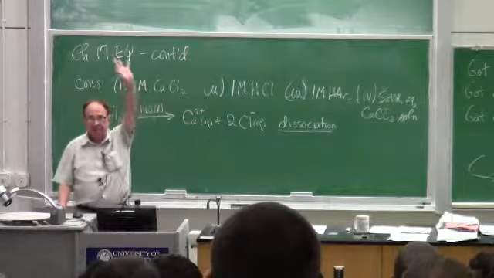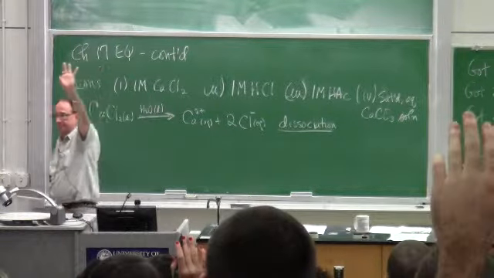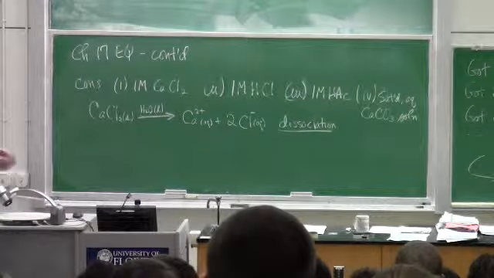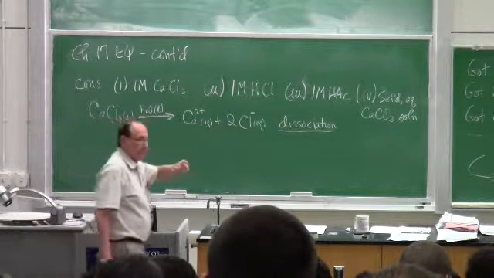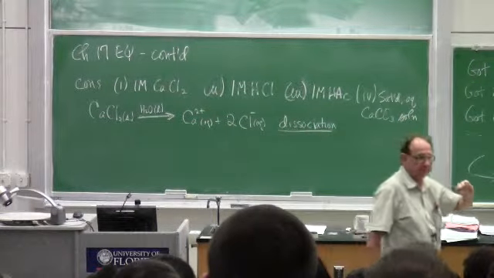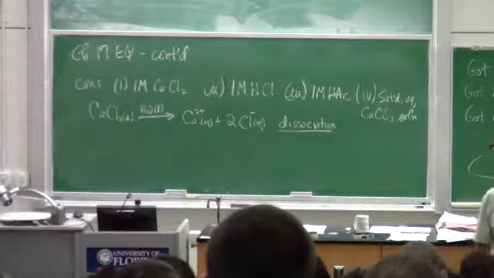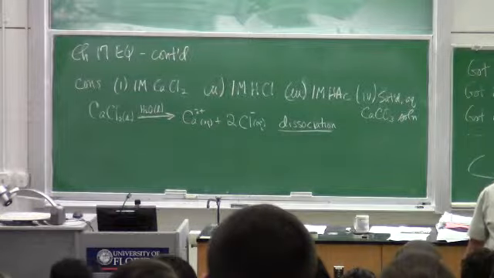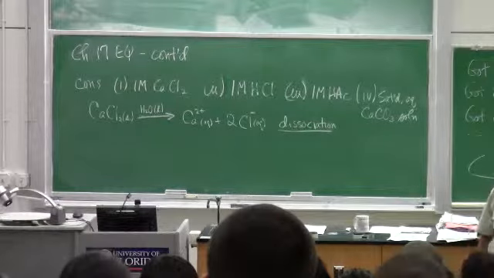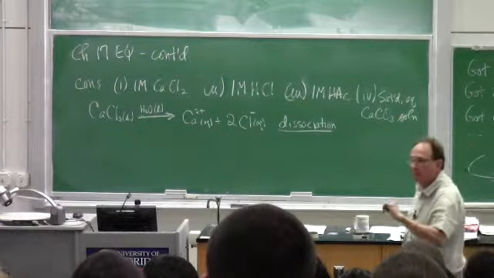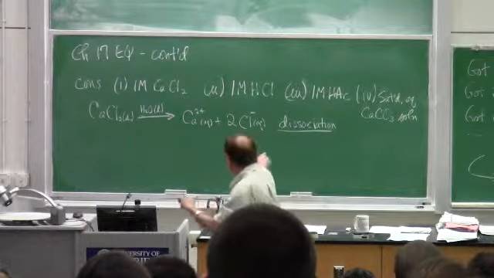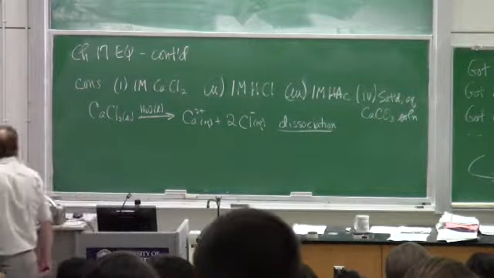How many wrote this? If you didn't write this, what you wrote is not correct. When an ionic compound dissolves in water, at the minimum, the ionic compound always separates into its component ions. This separation process has a name, it's called dissociation. That's why I wrote dissociation after this statement.